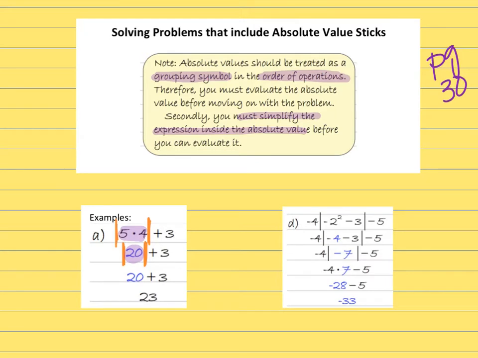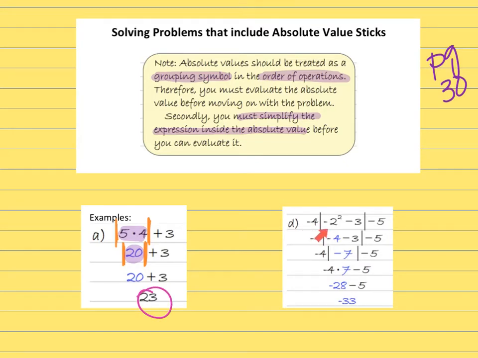Now, once I get this down to just this one individual value, now I apply the absolute value rules and make this number, when it comes out, I ask myself, how far is 20 away from 0? It's 20 spaces away from 0. Then I can carry down all the rest of the information, and now I would just do 20 plus 3, which is 23.